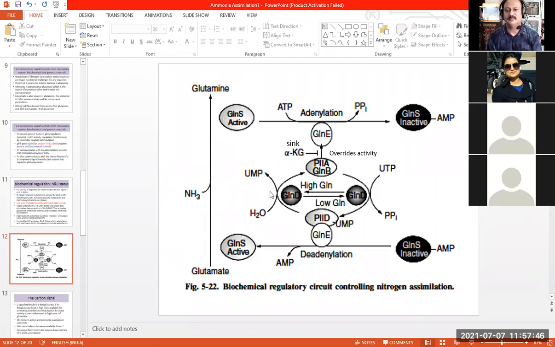This P2D protein activates the GLNE enzyme, which is very important for the activation and deactivation of GLNS, that is, the glutamine synthetase enzyme. The glutamine synthetase is activated by the GLNE enzyme by deadenylation. This glutamine synthetase enzyme is then further used for the synthesis of glutamine. Yes, very good.